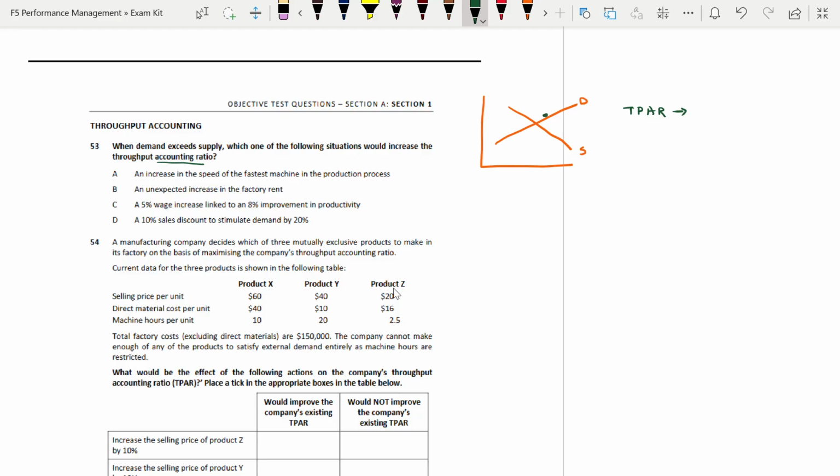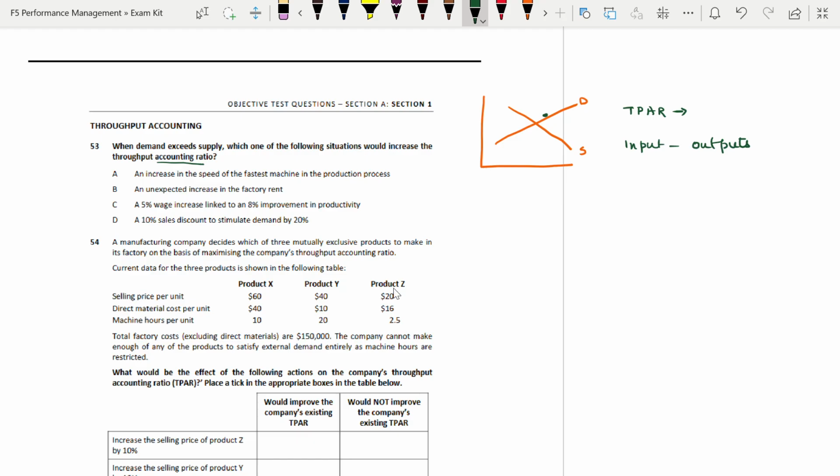Now what it says: which of the following would increase the throughput? Increase in the speed of the fastest machine in the production process. See, when demand is exceeding the supply, what is the throughput? Throughput process is nothing but we are matching inputs to outputs. Now what they say, increase in the speed.